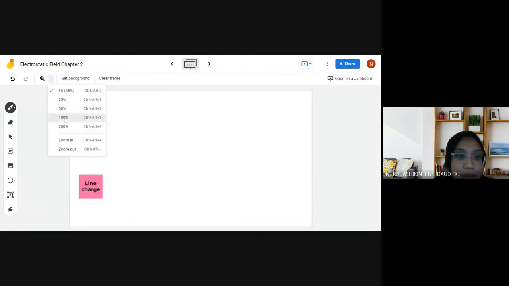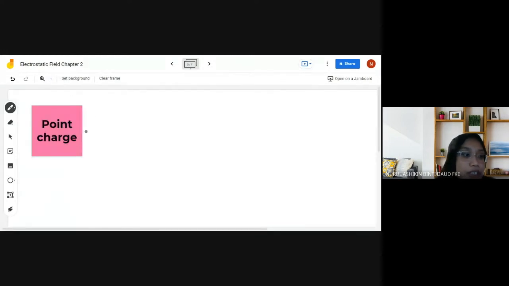Let's look at what a point charge is first. It is very simple. Let's assume that we have a point here. This point has a magnitude of charge, and the magnitude is represented by the symbol Q. The unit for this Q is called coulomb.